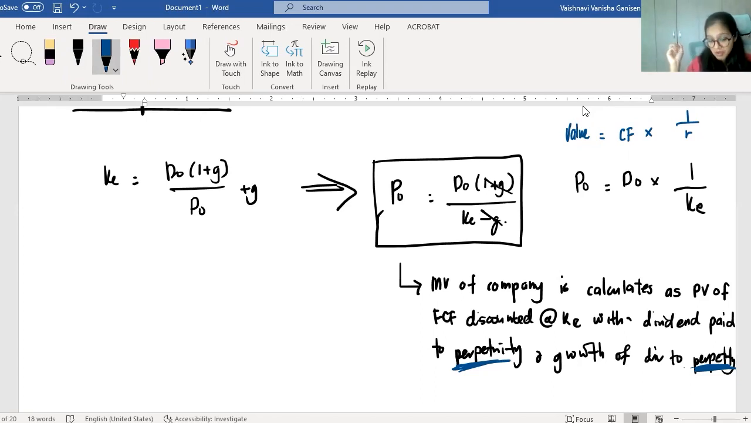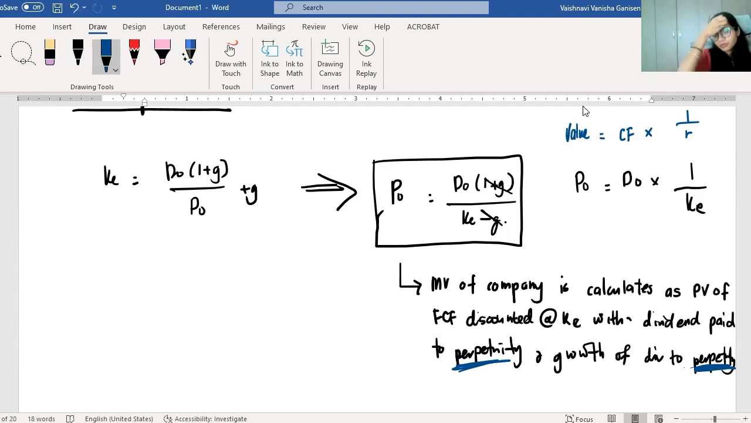Okay, so what I want you to focus on and remember is that you can only use this formula if your dividend grows to perpetuity. If your dividend does not grow to perpetuity, you should not use this formula, because if you use it, you are using the wrong concept. Conceptually, you are doing the wrong thing.